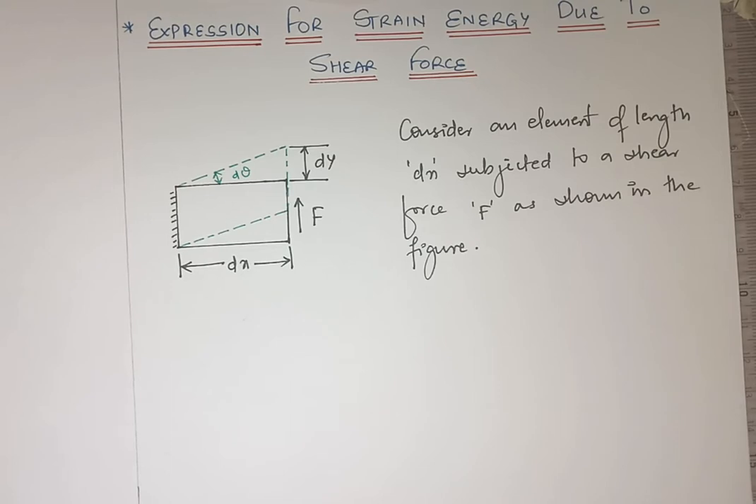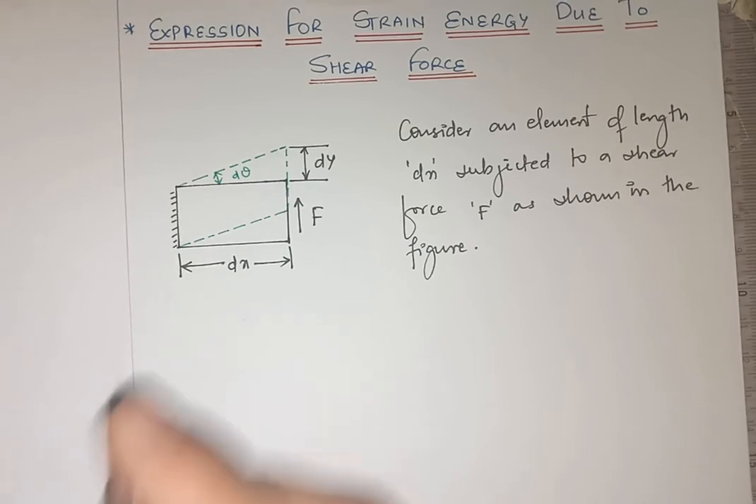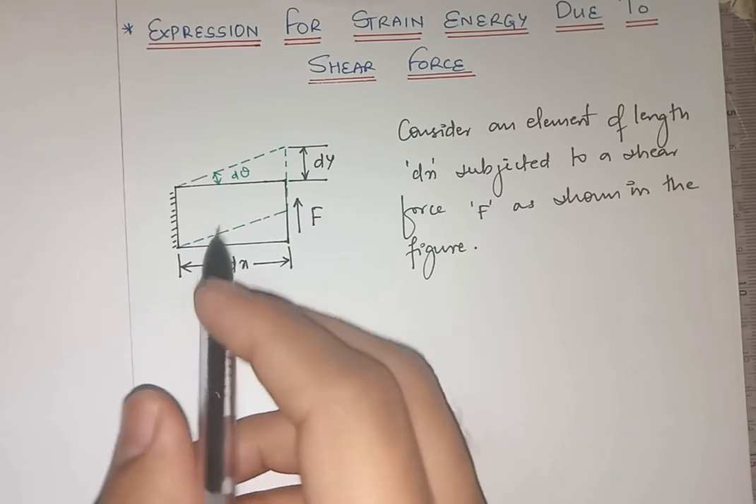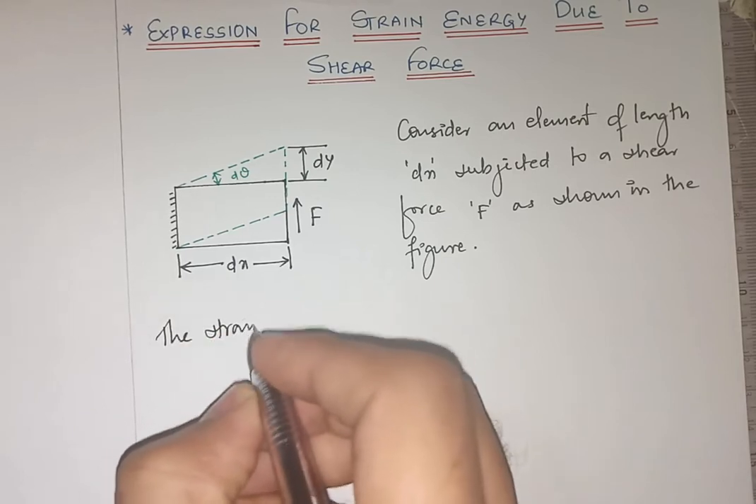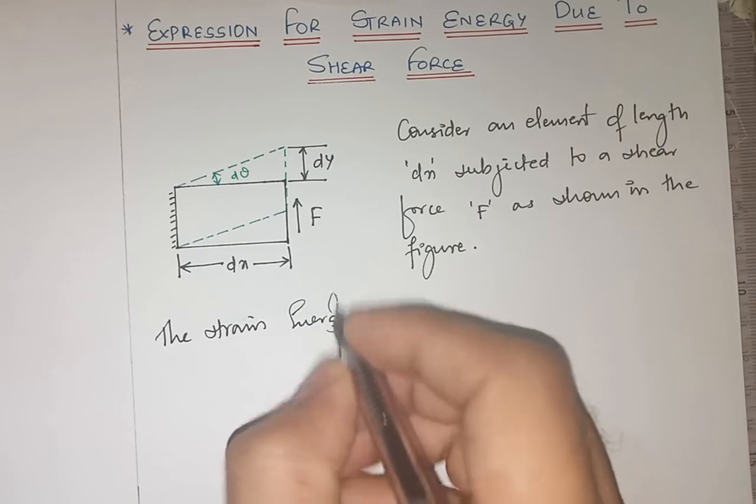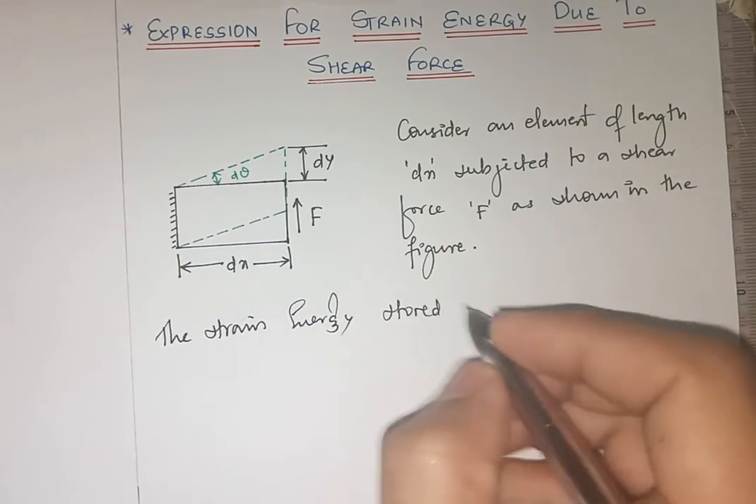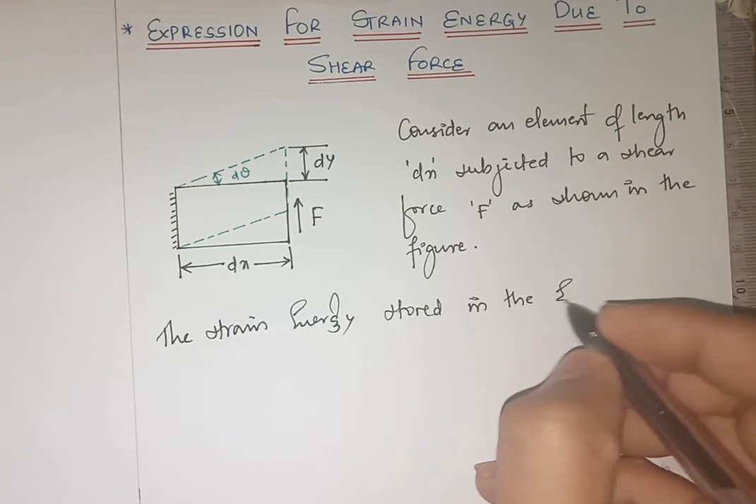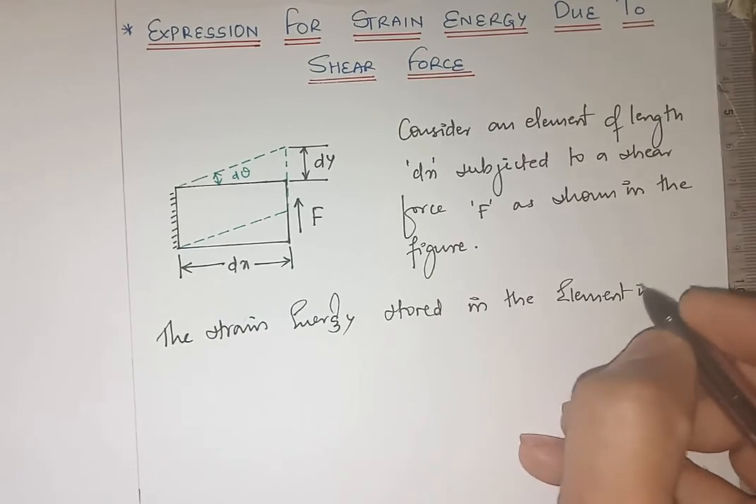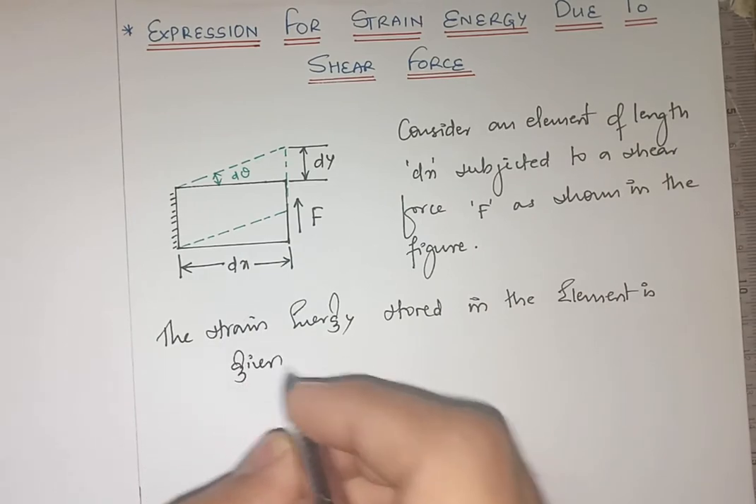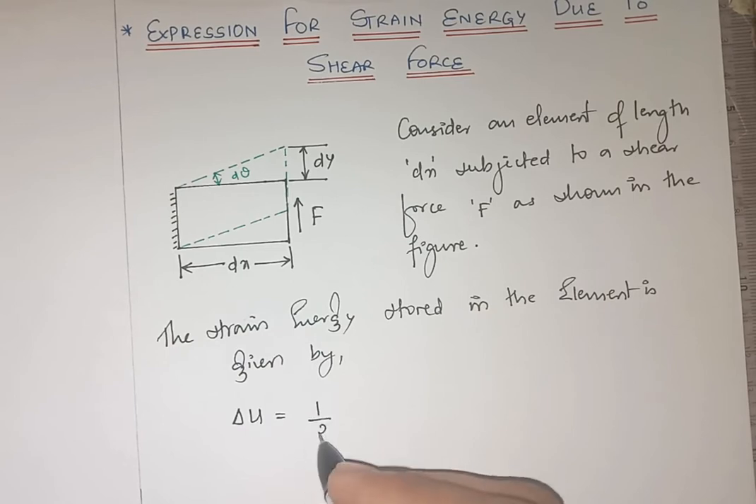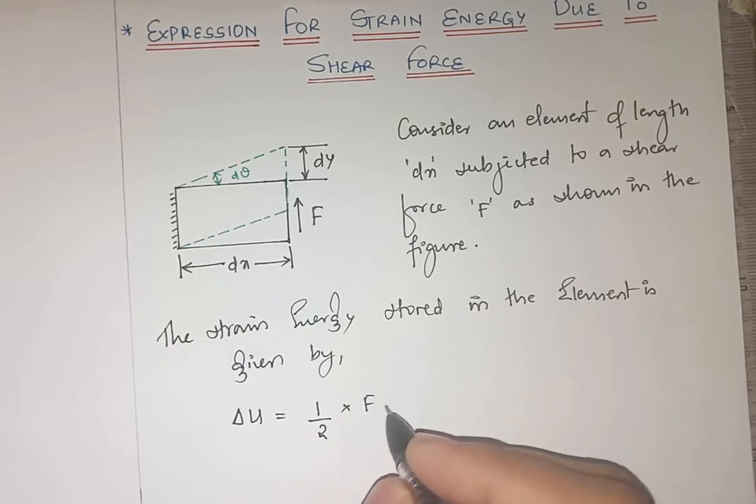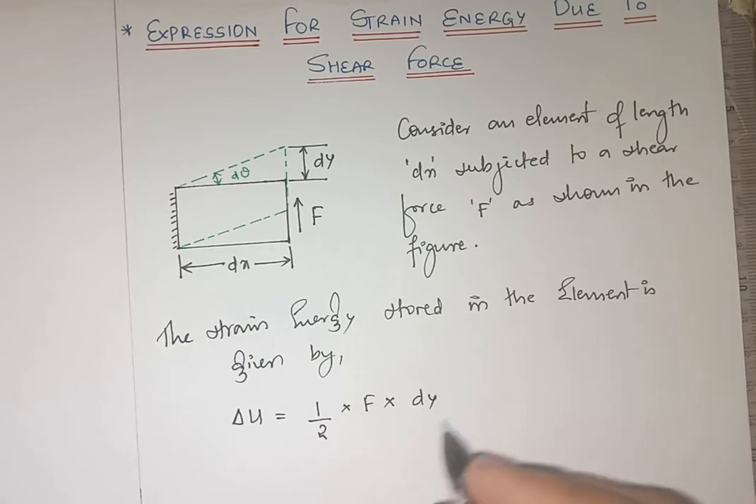Right. Now what I'll be doing here is, strain energy stored in the element is given by, so since it is element, I'll take it as delta u. So it is 1 by 2 into F into dy.